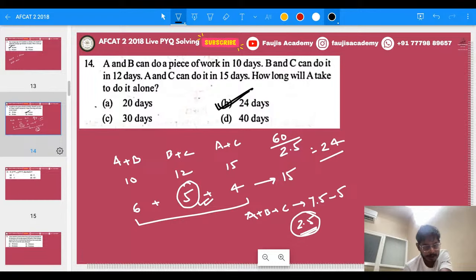A plus B are working in 10 days. B plus C is working in 12 days. A plus C is working in 15 days. Okay, right. So we have just assumed that the total amount of work is 60. Why? Because 10, 12, 15, the LCM is 60.